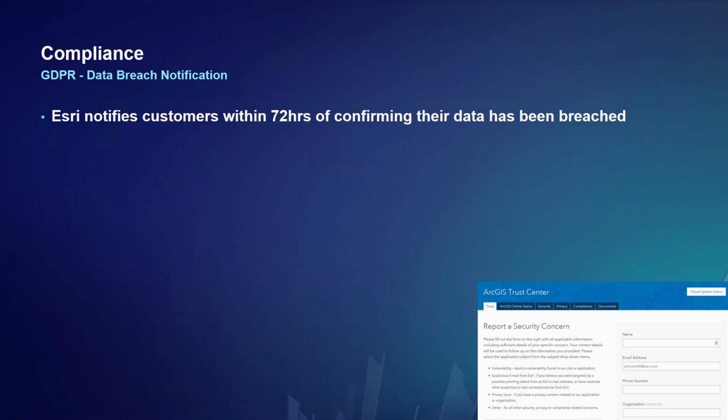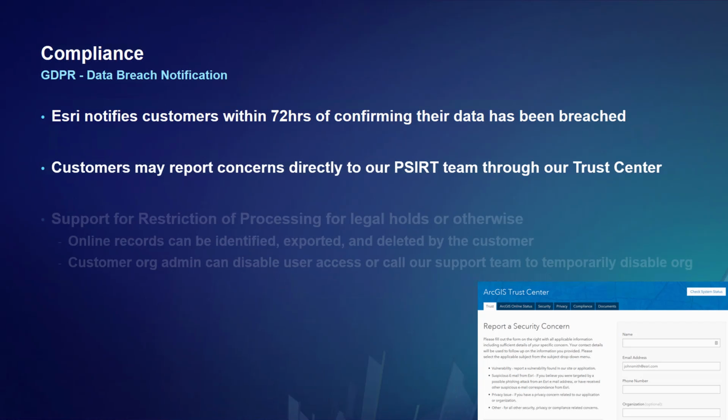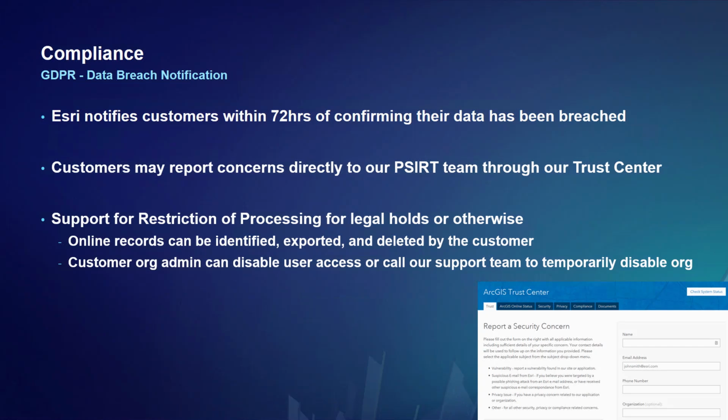As far as breach notification, we notify customers within 72 hours of confirming a data breach has occurred. Customers may report concerns directly to our PCERT team through the trust site as mentioned. If you need restriction of processing for legal holds or otherwise, online records can be identified in your organization, exported and deleted by your admin. The customer admin could also disable user access or call our support team, and we can disable the overall org as necessary.